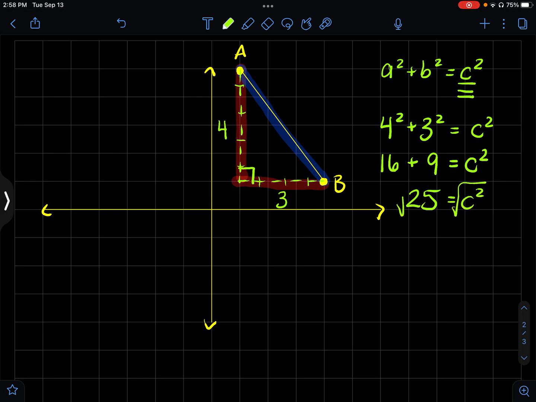C squared, and then you take the square root. So the square root of 25, that is a perfect square, and that is going to give you a length of 5. So the length of AB is going to be 5.